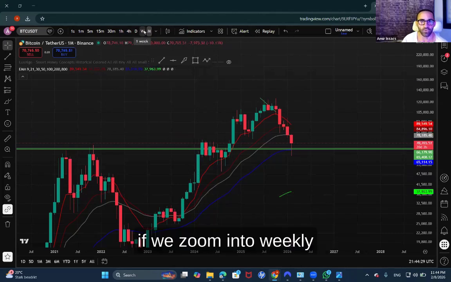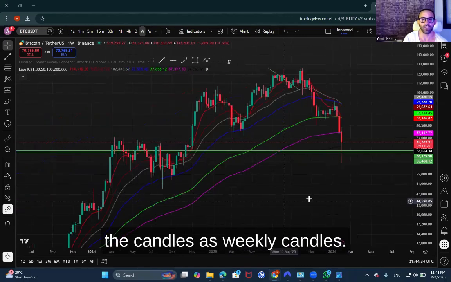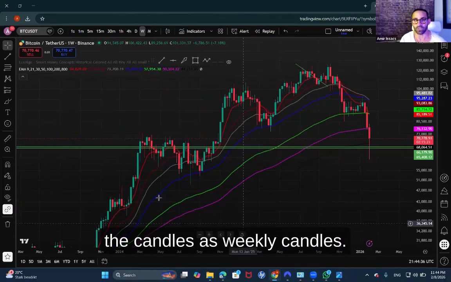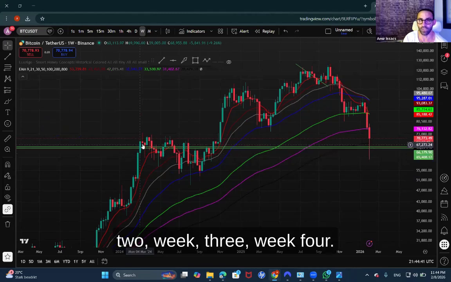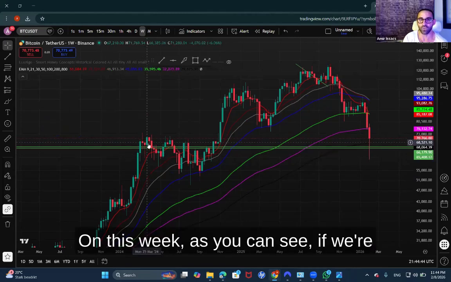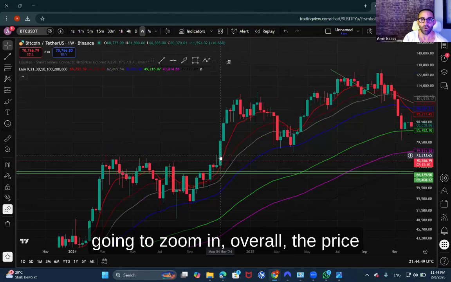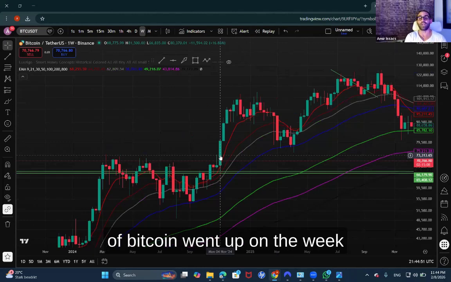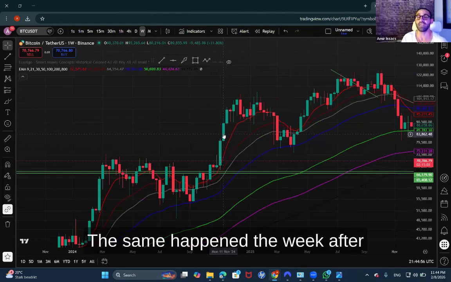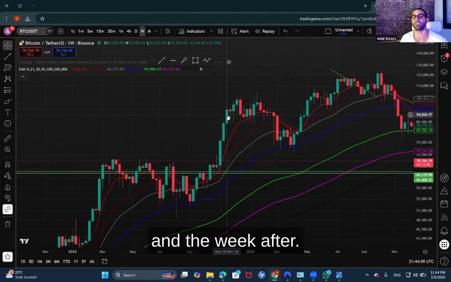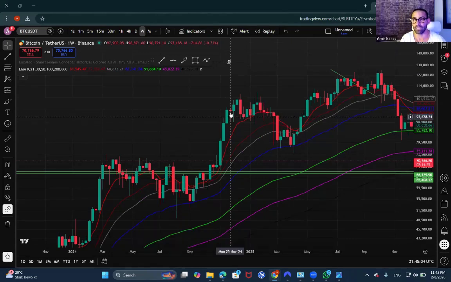If we zoom into weekly time frames, we're going to meet the candles as weekly candles. Each candle here represents a week. This is week 1, week 2, week 3, week 4. On this week, as you can see, if we zoom in, overall the price of Bitcoin went up on the week of the 4th of November 2024. The same happened the week after and the week after. And then the week after that, the price started going down.